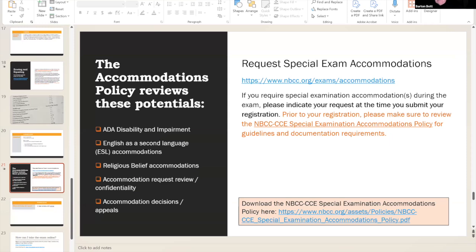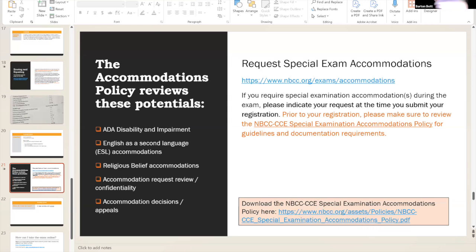Now, special accommodations are granted on a case by case situation. And for those of you that might fall into any of these situations as defined by the ADA Disability Act, an impairment, English as a second language, possibly religious beliefs accommodations, or where you need a little more confidentiality, everything that anybody submits for accommodations, of course, is kept confidential. And even if they say no, you can always appeal it. And if you want to go to this site, you go to NBCC, they give you the very specific requirements.